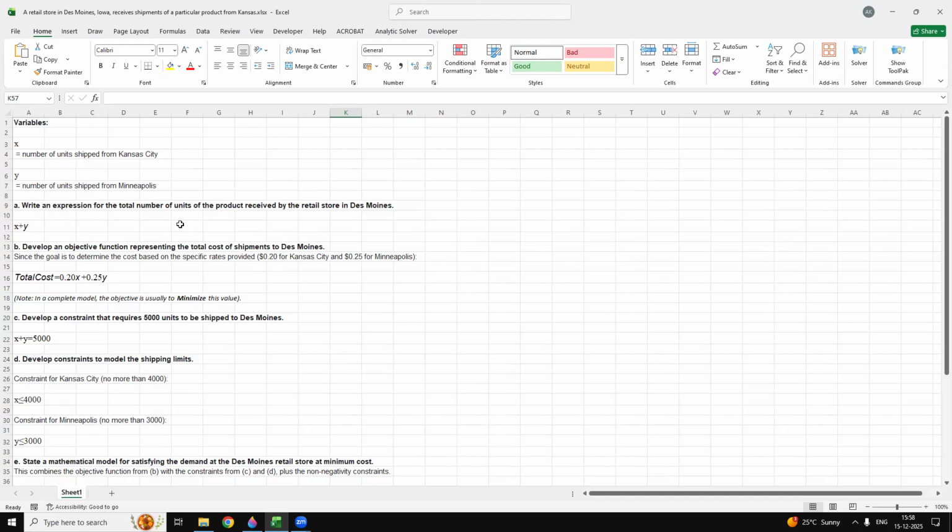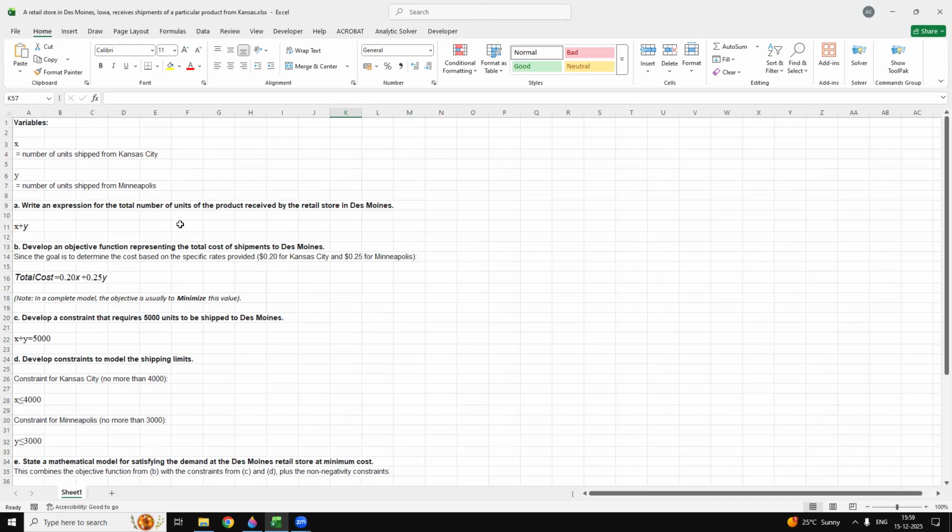Then part B of this question states: develop an objective function representing the total cost of shipments to Des Moines. Here, the goal is to determine the cost based on the specific rates provided, which are $0.20 for Kansas City and $0.25 for Minneapolis. So the total cost is 0.20x plus 0.25y, and the objective is minimization.